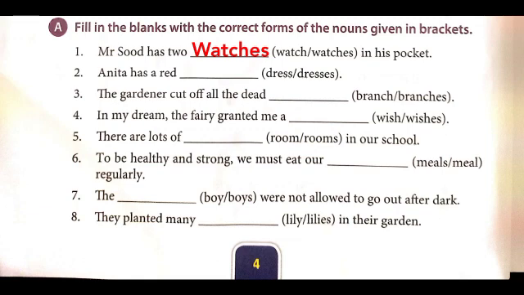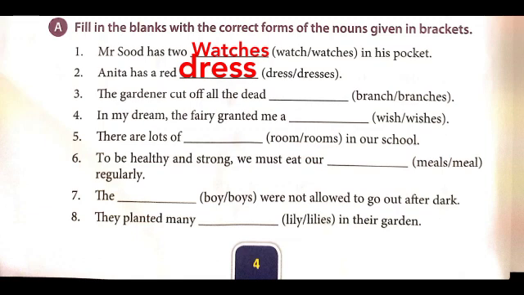Number 2. Anita has a red dash. They have given you the option dress, dresses. Anita has a. The letter A denotes singular. So you should choose the option dress.